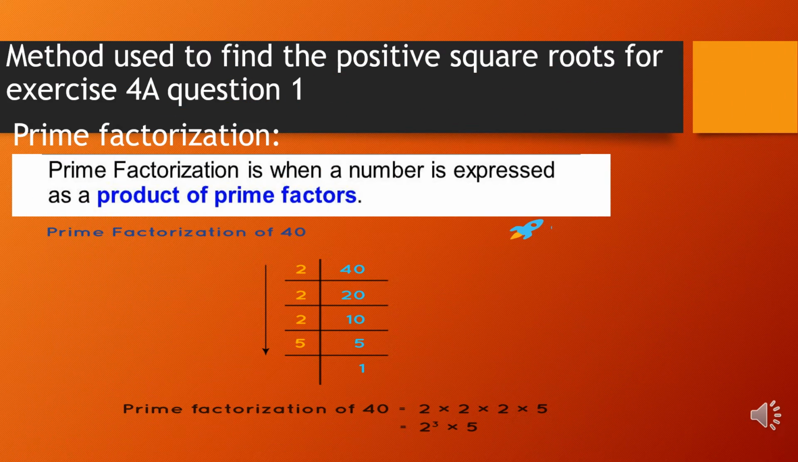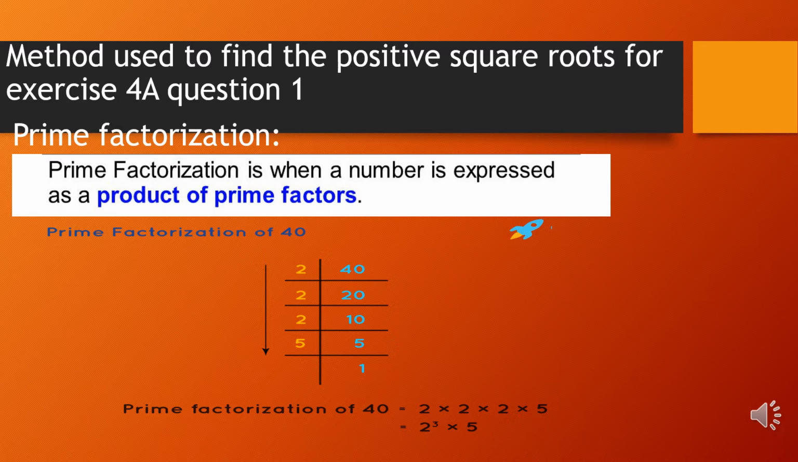Now finding the positive square roots of any number, the method which you are going to use is the method of prime factorization. It is a very simple method which kids of class 4 and 5 and 6 have already studied. Prime factorization is when a number is expressed as a product of prime factors.